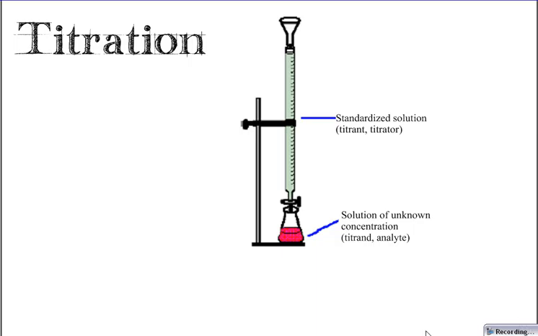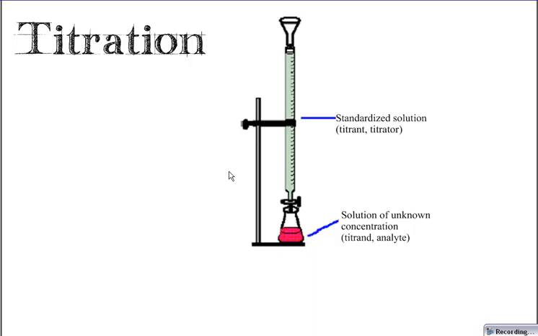This picture shows the basic setup of a titration. You fill a burette with your known solution, and you fill a flask with your unknown solution. And it's even drawn in here to show that the unknown solution typically has an indicator in it. And we'll talk about indicators in just a little bit. But what you need to know right now is that an indicator is a weak acid that changes color in the presence of a base.